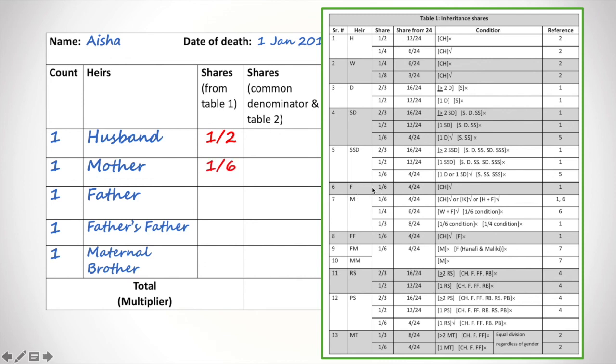For father, in table 1, there's only one condition. If the children are present, he gets 1/6. If the children are not present, then we don't give anything to the father in table 1 and wait for table 2. Father's father will get a share if there are children present and there's no father. Both these conditions are not met, so he does not get anything here. And maternal brother, MT, and again, just to remind you, it does not matter if it's a maternal brother or sister because they both get equal share. So we just write MT. If it's 1 in count, he could get 1/6 if there were no children, father or father's father, which does not meet the criteria in this condition.